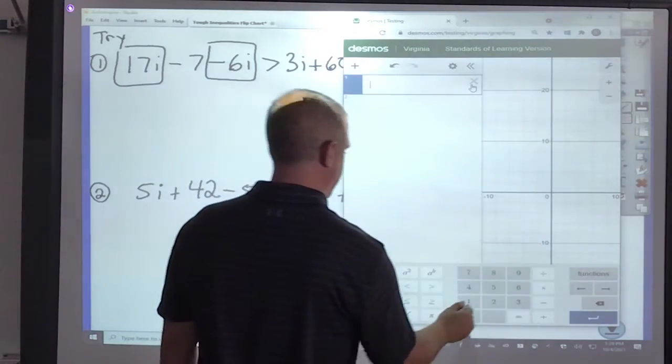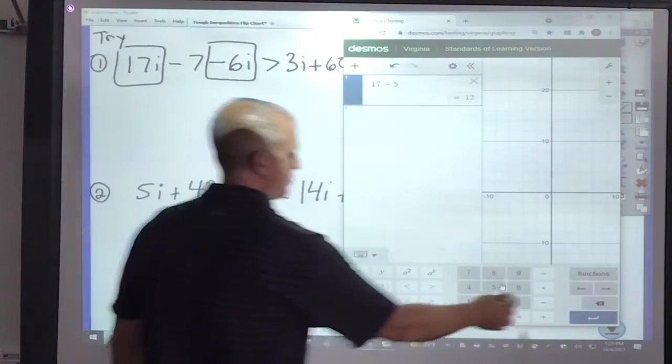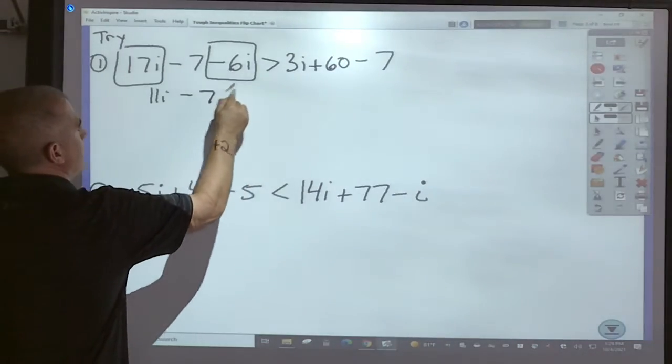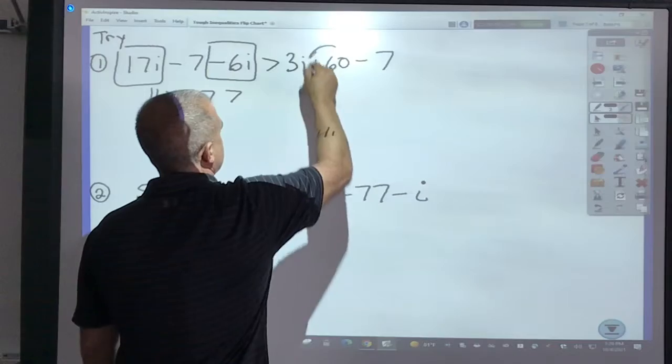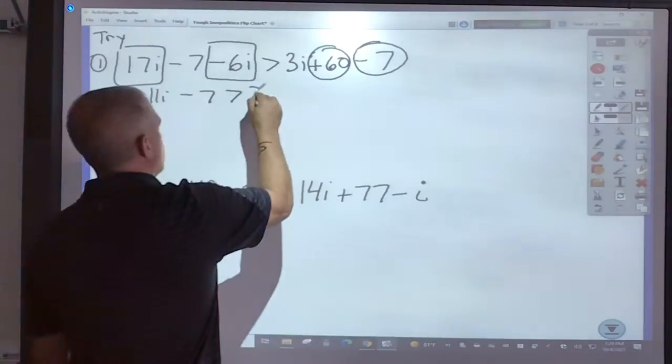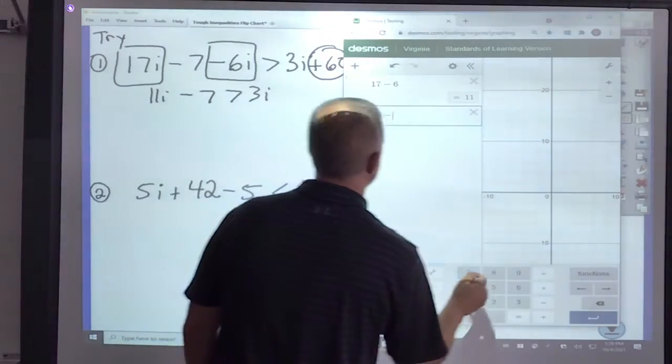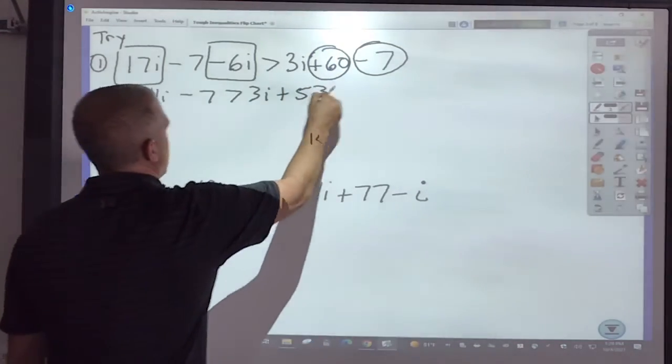Okay, 17 minus 6 is 11i with a minus 7. This one is this and this. So I got the 3i. 60 minus 7 is 53. Now I can start doing the opposites.